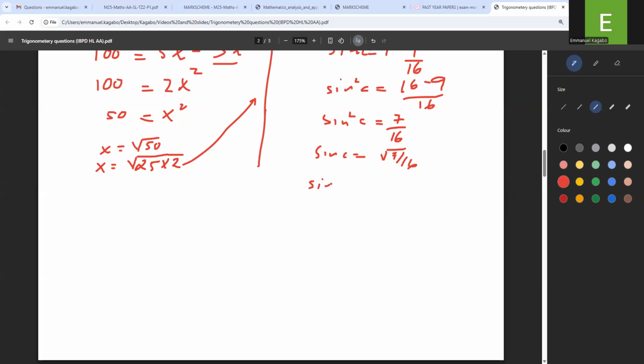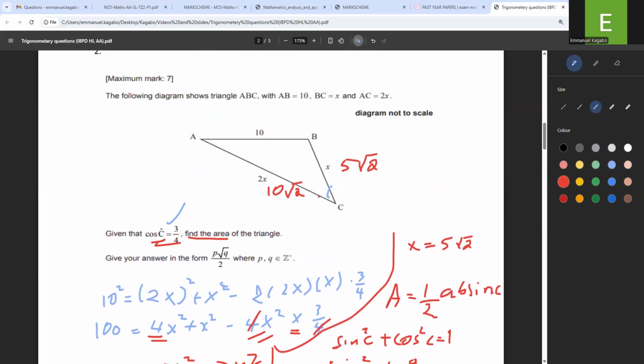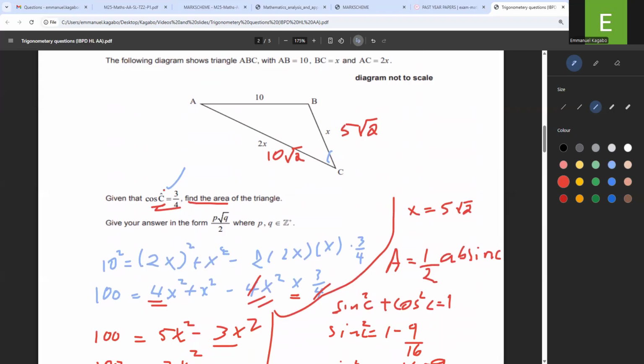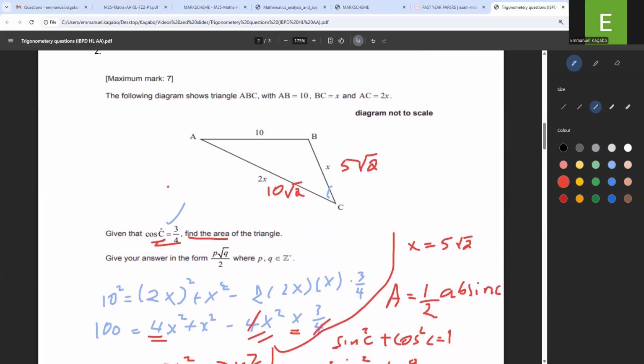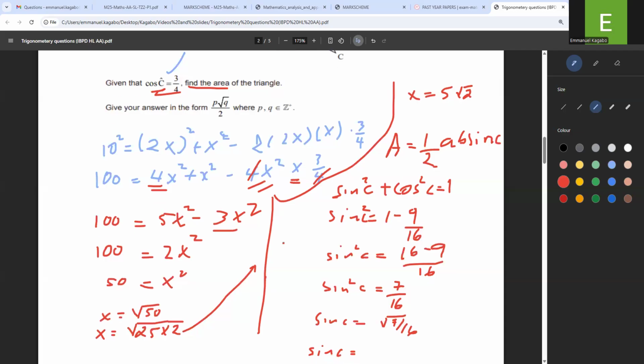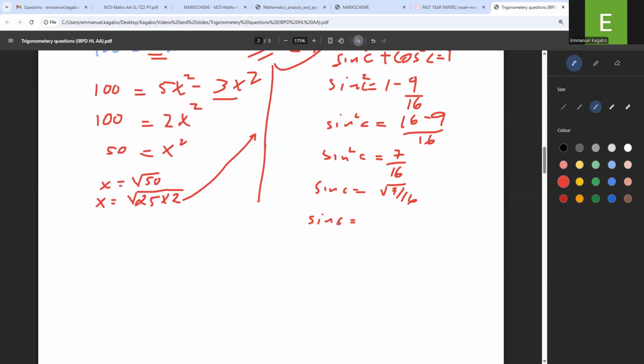So what is sine C? Normally it should be plus or minus, but if you check in the question, they didn't mention that. The triangle is given by that one. Find the area of a triangle. So I have to go with positive, okay? Because the sine of any value will give me exactly the same thing, doesn't matter. So it's going to be square root of 7 over 4, right? So that's my sine C.